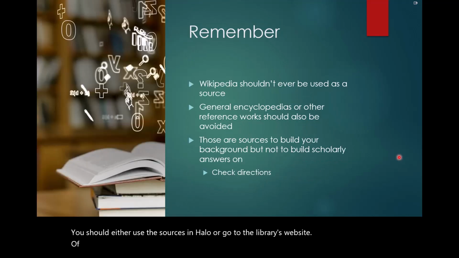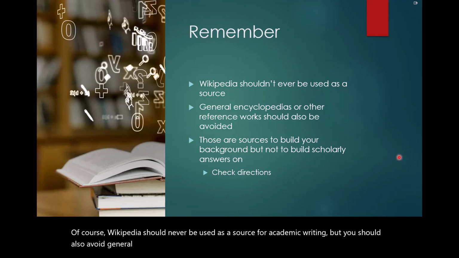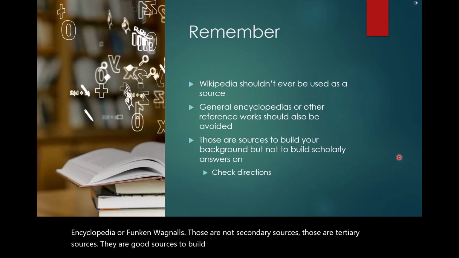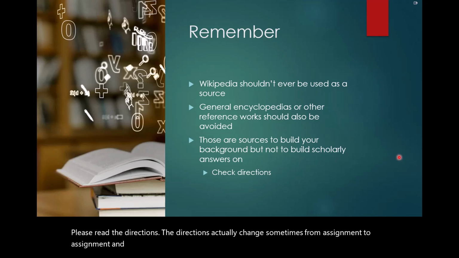Of course, Wikipedia should never be used as a source for academic writing, but you should also avoid general encyclopedias like the Encyclopedia Britannica or Salem Press Encyclopedia or Funk and Wagnalls. Those are not secondary sources. Those are tertiary sources. They are good sources to build your background with, but not really to build scholarly answers on. Please read the directions. The directions actually change sometimes from assignment to assignment, and so it will often say that encyclopedias are not to be used. If it says encyclopedias are not to be used, don't use any encyclopedia.